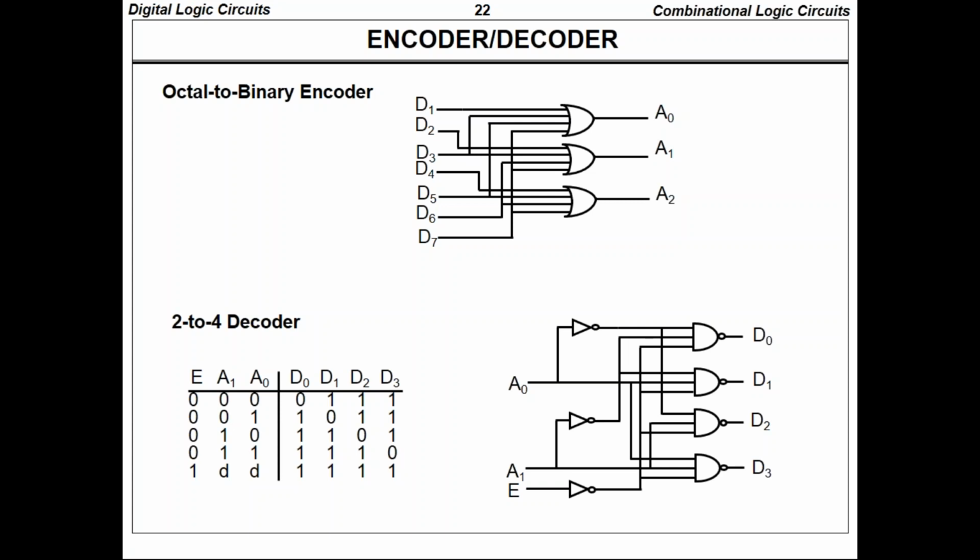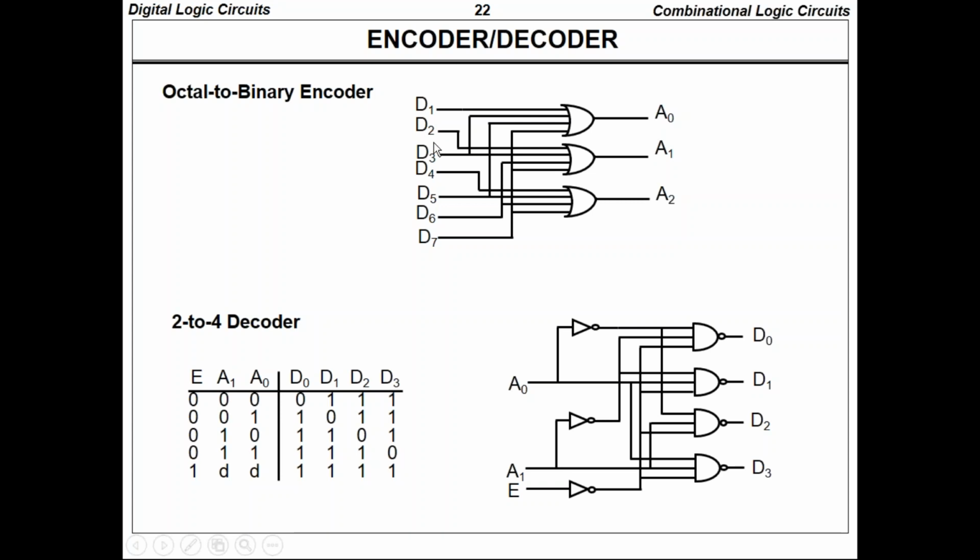Then in the encoder, encoding means creating and converting to a new logic. Usually in the encoder functionality, if you have 2 power n inputs, you have n outputs. In the case of a decoder, if it consists of n inputs, then you have 2 power n outputs. Vice versa.